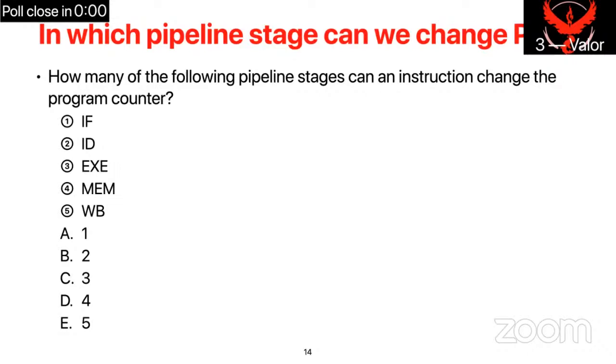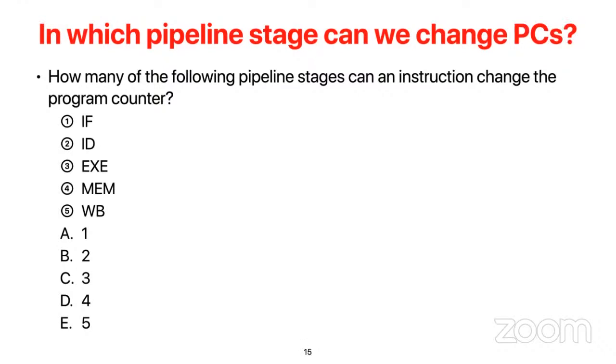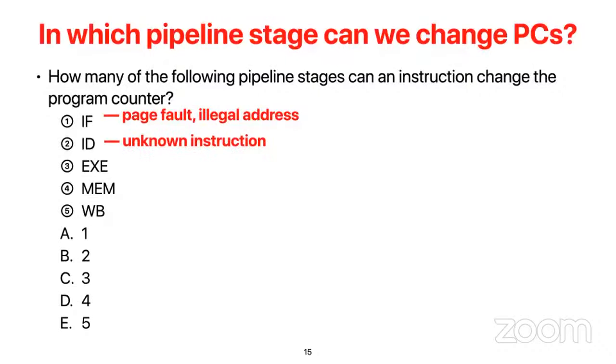So first of all, if you have a page fault or illegal address, you will need the operating system page fault handler, and an illegal or permission check handler to handle that. So you will change the PC. For instruction decode, a lot of people might not think about this: if I have an unknown instruction, then it will also be a handler that we need to deal with.